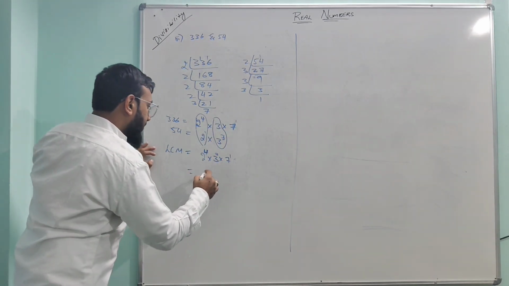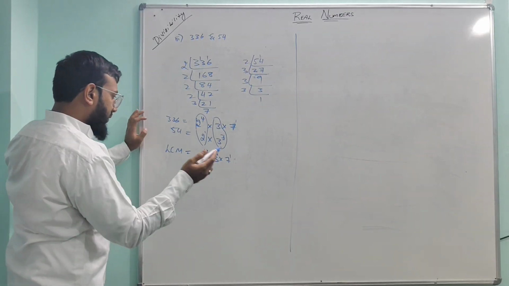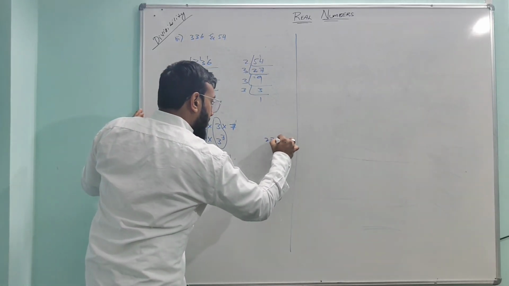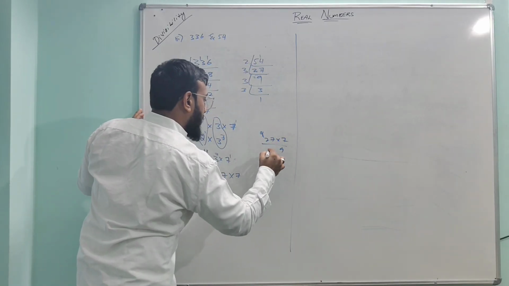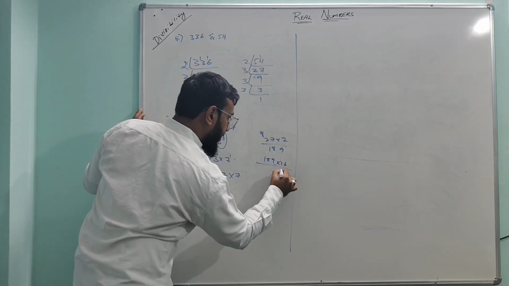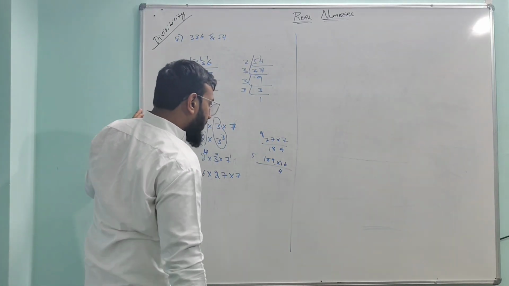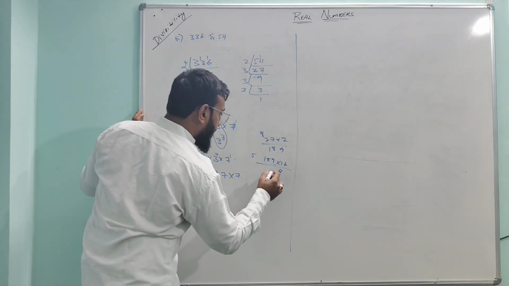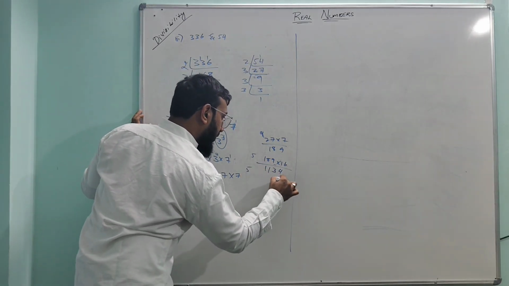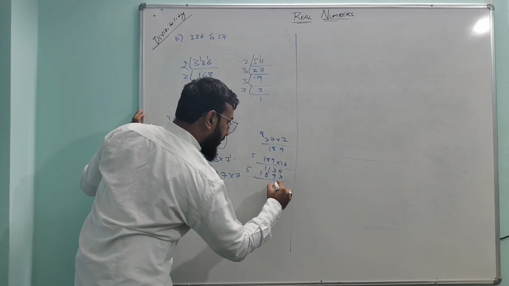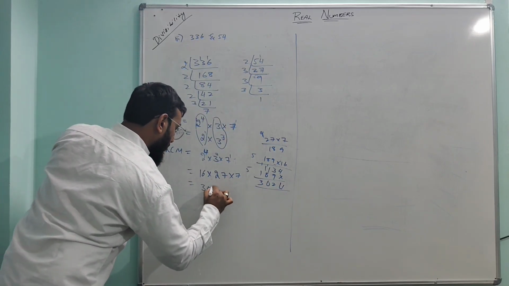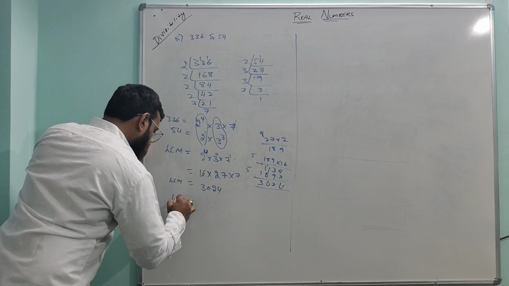If you multiply this: 2 to the 4 is 16, into 3 power 3 which is 27, into 7, correct? 27 into 7 is 189. 189 into 16 gives 3024. 3024 is the LCM.